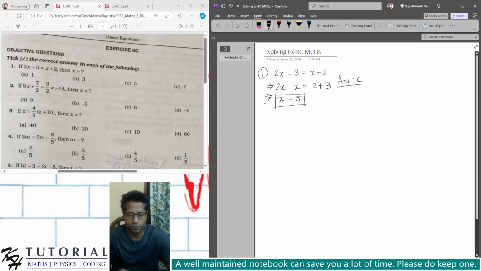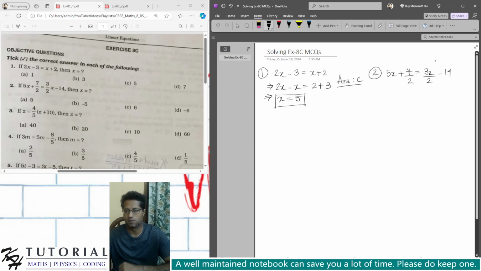While I am solving the problem, you can pause the video and take a screenshot if you think it will help you. Okay, let's do problem number 2. Again, an equation is given and we have to find the value of x, that is, we have to find the solution. The equation given is 5x plus 7 by 2 is equal to 3x by 2 minus 14.